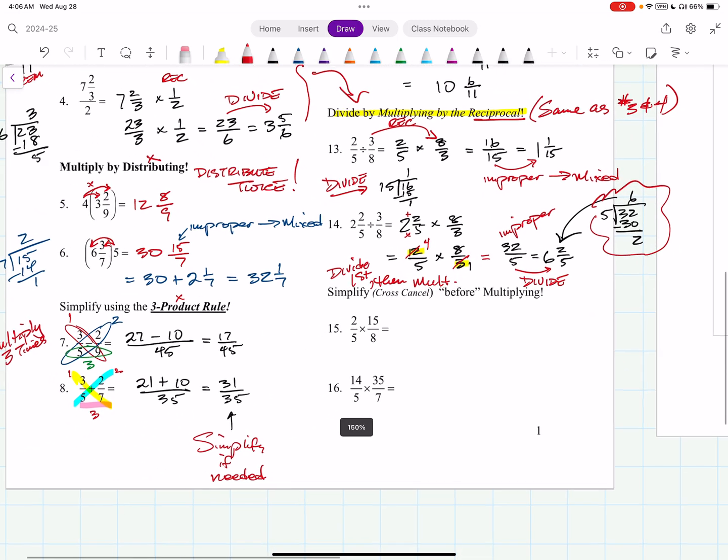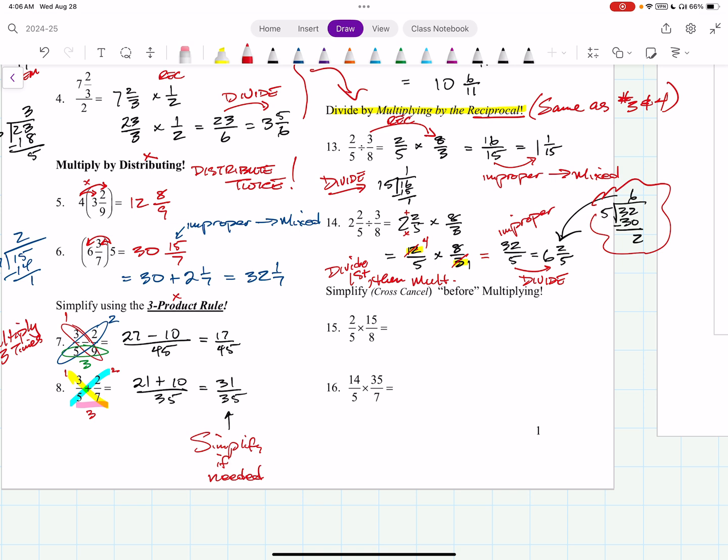Okay. So what do we have? We only have two more. Okay, here we go. So simplify, cross cancel before multiplying. Well, I just showed you how to do that. All right, so here we go. 2 and 8. So look at the numbers with the common factors. 2 and 8 are both divisible by 2. So 2 divided by 2 is 1. 8 divided by 2 is 4. On 5 and 15, well, 15 divided by 5 is 3. So you might as well simplify there. And then 1 times 3 is 3. 1 times 4 is 4, and you get 3/4.